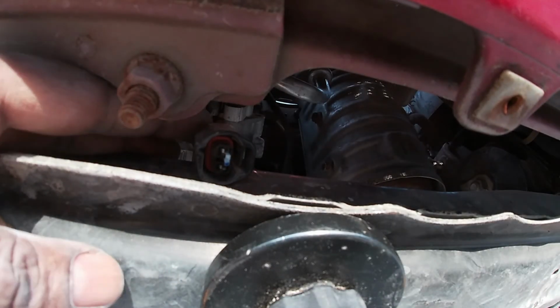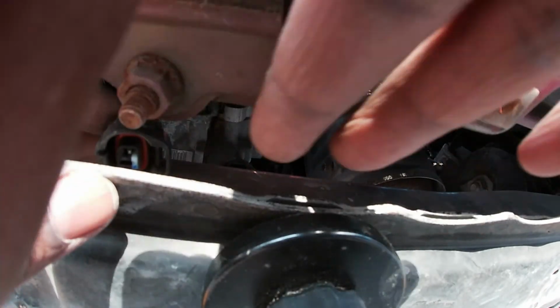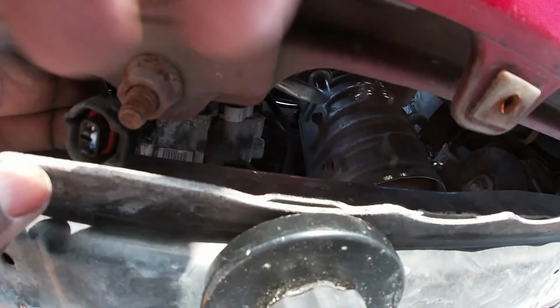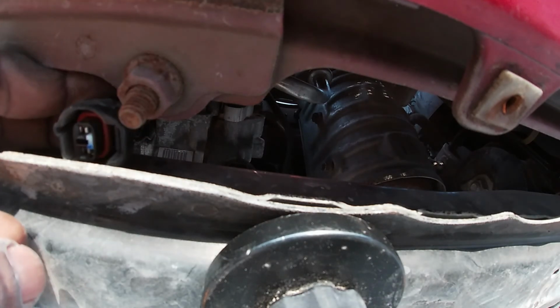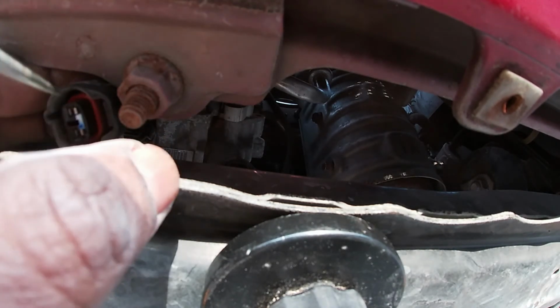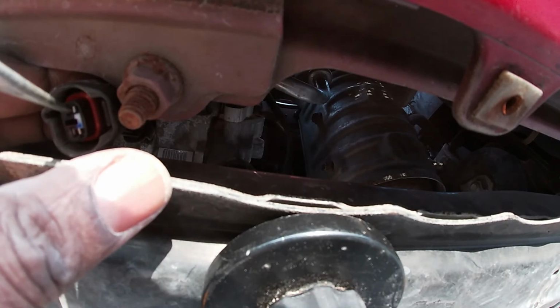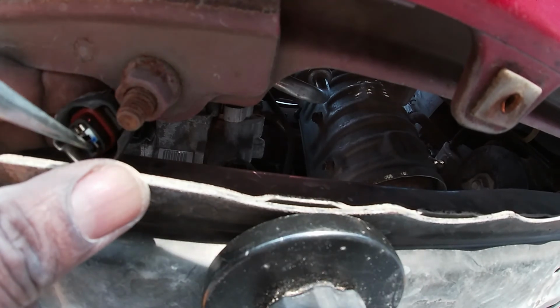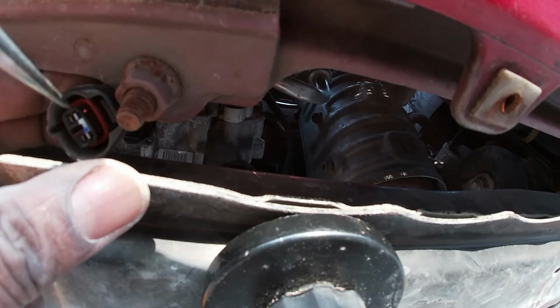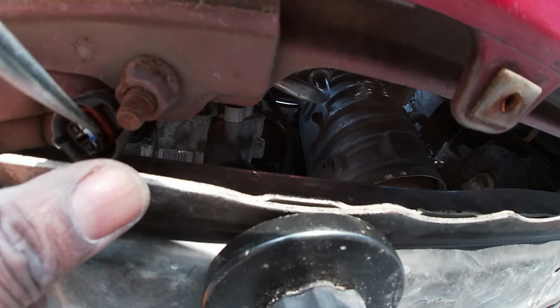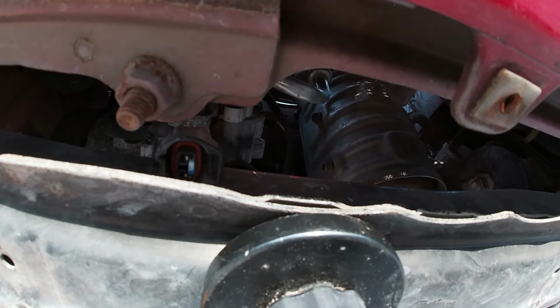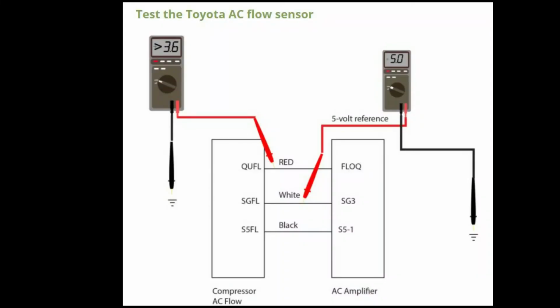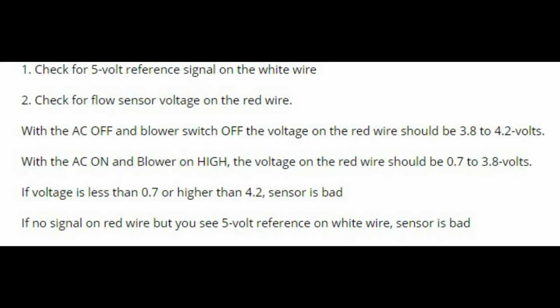Once I got it off, I tried to test for power and voltage, but you really cannot test for much voltage because the sensor needs to be connected into the circuit itself, so you can check for reference voltage and feedback voltage. And to do the voltage test, you really need to do it from inside the car itself on the AC amplifier circuit. That's where you need to check it. And here are your voltage specs that you're looking for.